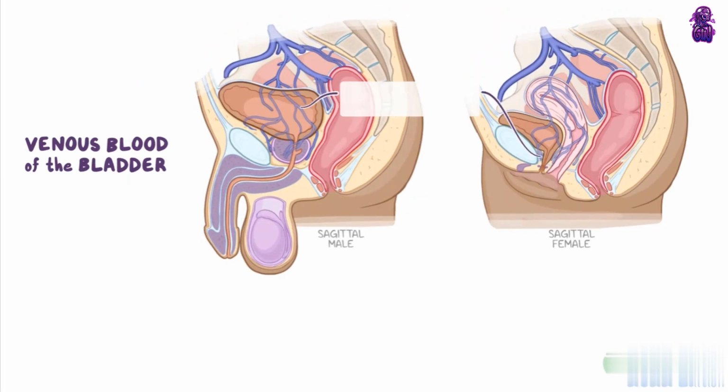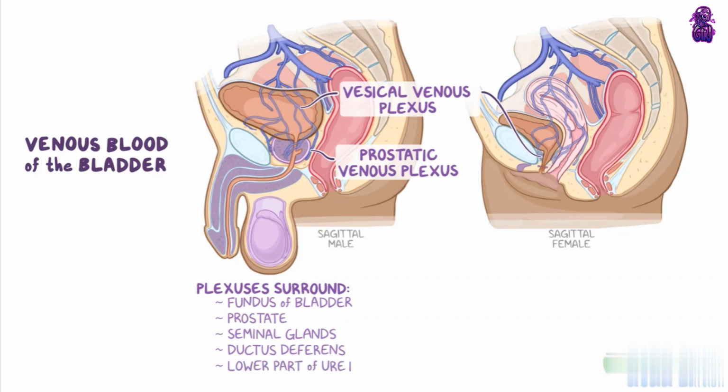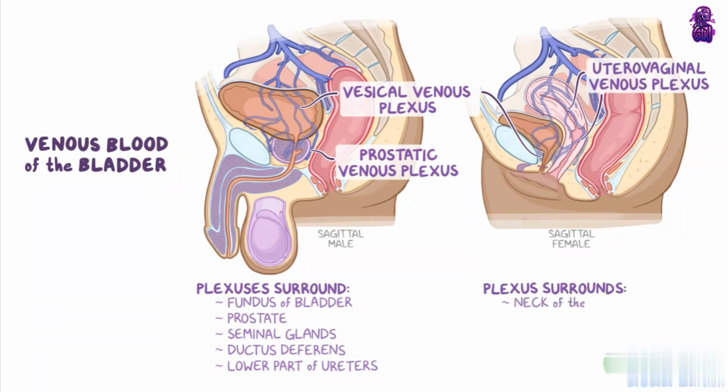The venous blood of the bladder drains into a network of veins called the vesical venous plexus. In males, this plexus connects with the prostatic venous plexus, and these two plexuses surround the fundus of the bladder, the prostate, the seminal glands, the ductus deferens, and the lower part of the ureters. In females, the vesical venous plexus communicates with the uterovaginal venous plexus and surrounds the neck of the bladder and the upper part of the urethra.